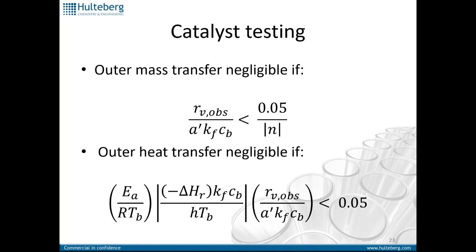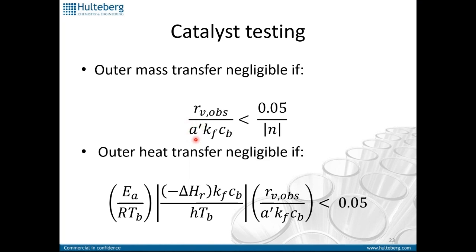So let's start looking at these outer mass transfer limitations. This is a rather simple relationship. So we have to look at what happens at the surface. This is our observed reaction rate. This is how fast we are consuming reactant A in the system. Then this is how fast we can actually move reactant A to the surface. And I'm sorry if I'm confusing you a little, because A here is not the reactant.